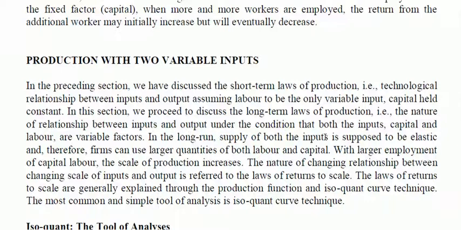In the long run, supply of both the inputs is supposed to be elastic, and therefore firms can use large quantities of both labor and capital. With larger employment of capital and labor, the scale of production increases. The nature of the changing relationship between the changing scale of input and output is referred to as the laws of returns to scale. The laws of returns to scale are generally explained through the production function and isoquant curve technique.